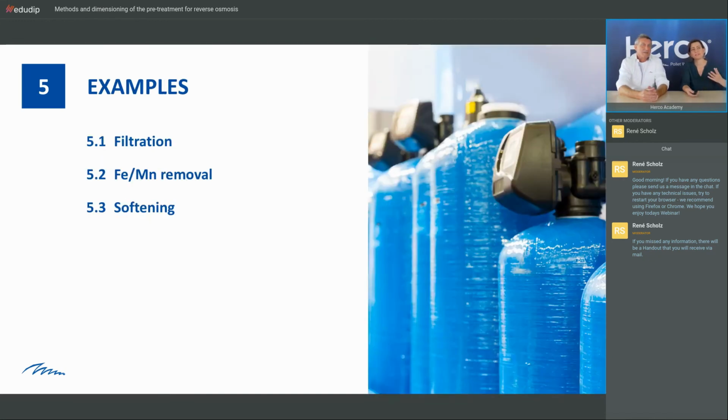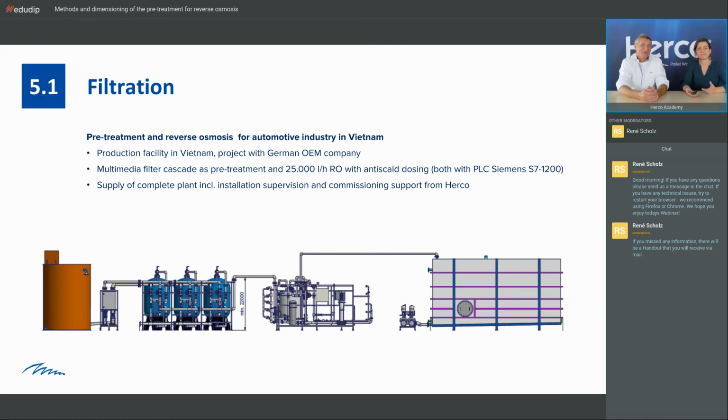Okay, that was already the end of the softening part, and now for the last few minutes we have 3 interesting projects, which are maybe not the usual ones, just to show you all the stuff that we have done. One example is a project in Vietnam for an OEM company in Germany who makes painting lines, the whole paint shop, for automotive industries and for other industries.